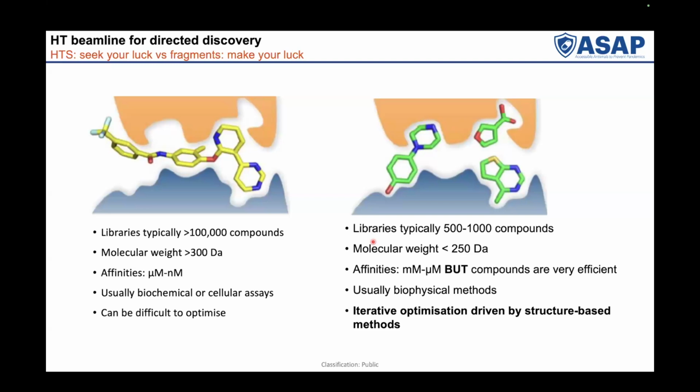So, just a quick comparison between high throughput screening and fragment progression on the right-hand side. XChem is a high throughput structural beamline, so we can leverage that potential to generate lots of high quality structural data. And just to give you an idea of why we focus on fragment progression, and why we think we can create our own luck.